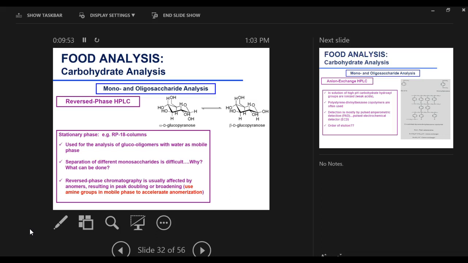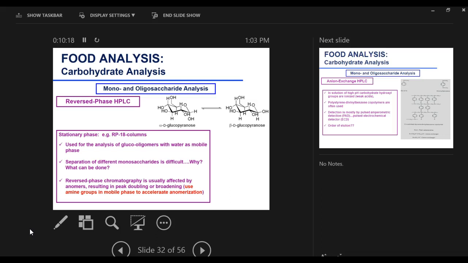Very good. So if I have a non-polar stationary phase and a polar mobile phase, where do you think the sugars will be? The monomers. Will they want to interact with the column? No. So you will barely have any separation between the monomers. They might just want to elute, go out with your polar phase without separation.